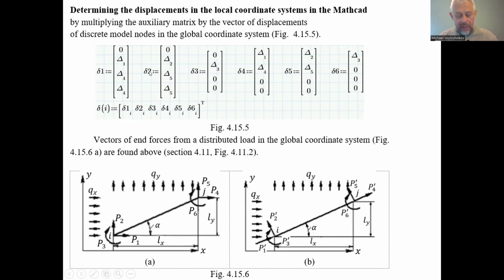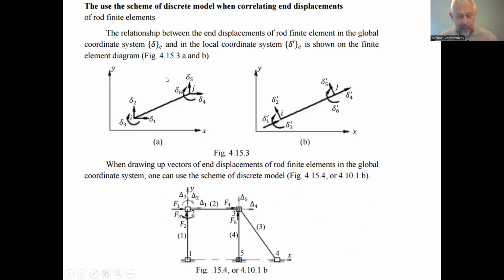The vertical displacement of the beginning. For the first finite element, the vertical displacement is 0 for the beginning. For the second element, the beginning displacement is not 0. From the smaller number to the bigger number, in the direction of the finite element, the vertical displacement is equal to delta 2.